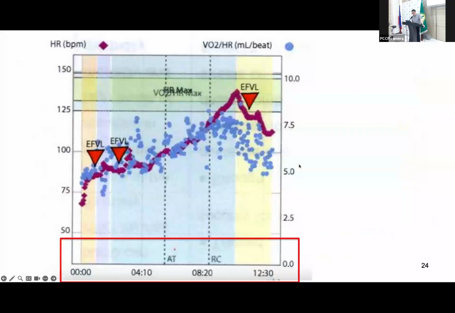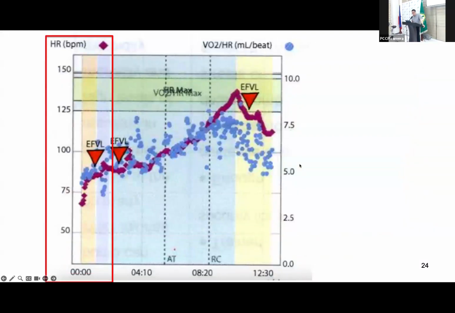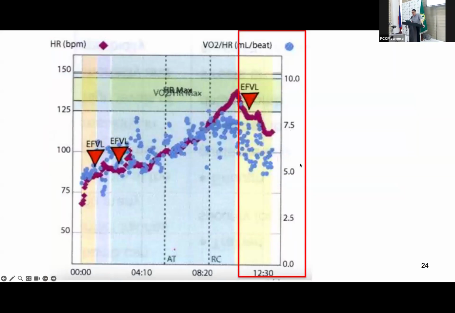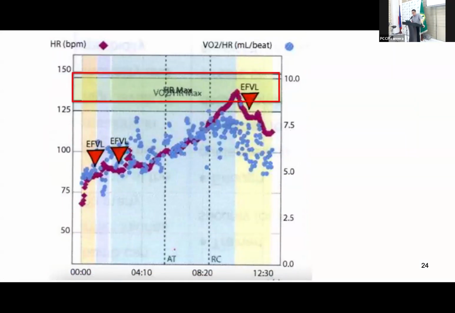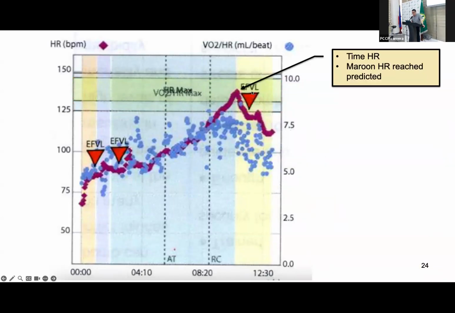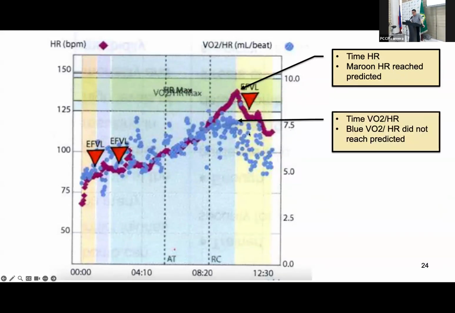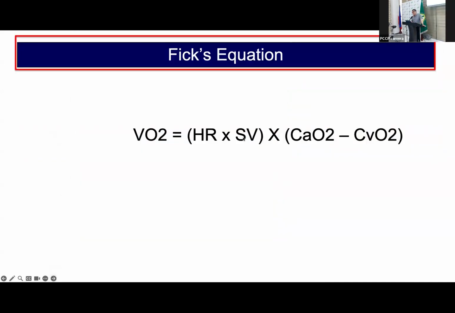Here is how it looks in an actual report. X is time, Y is heart rate, Y2 axis is your stroke volume. That's the predicted heart rate maximum. That's the predicted VO2 over heart rate, or your stroke volume. Okay, you can see that the heart rate maxes out, the maroon reached the predicted. But the VO2 pulse, the stroke volume, did not reach the predicted here. So it's a little low, but you can still consider it normal based on this tracing. Okay, the complicated one is the Fick's principle.